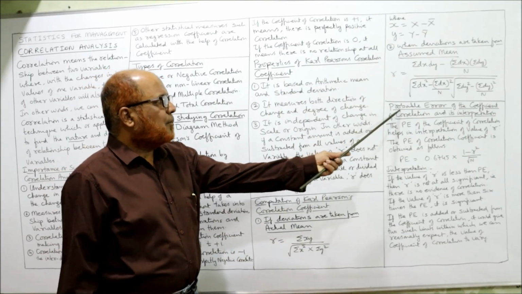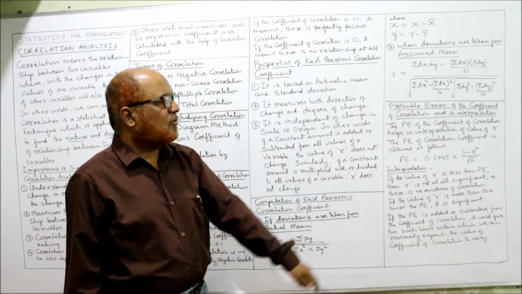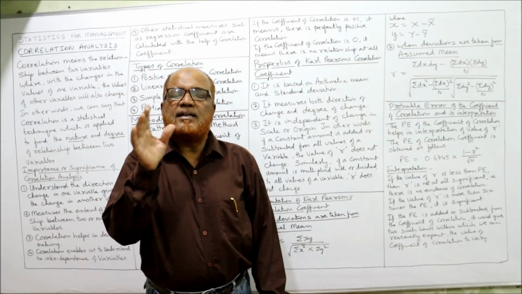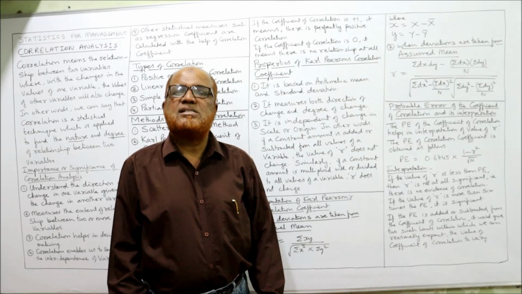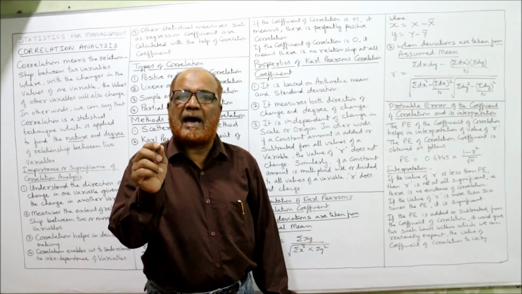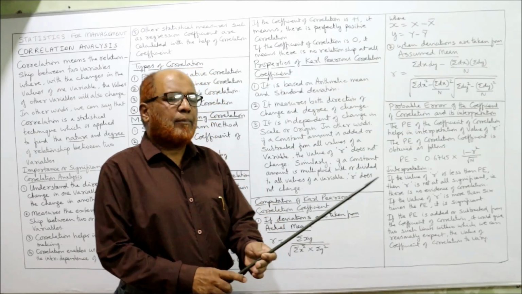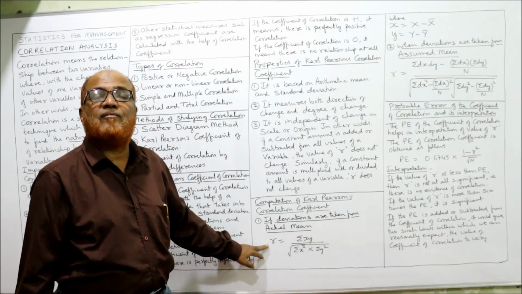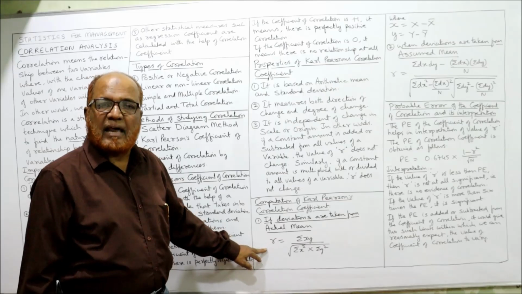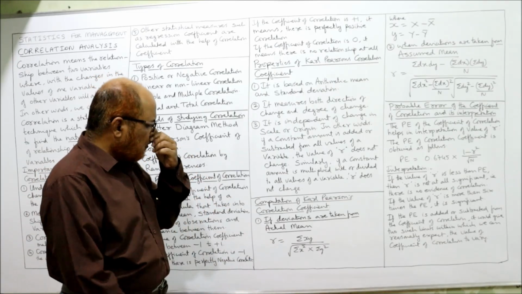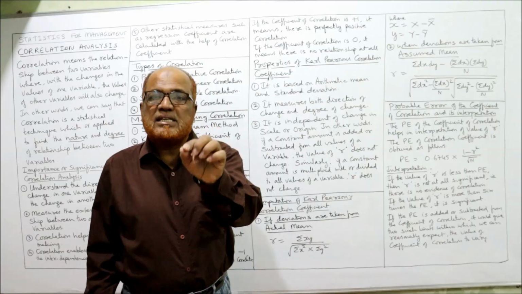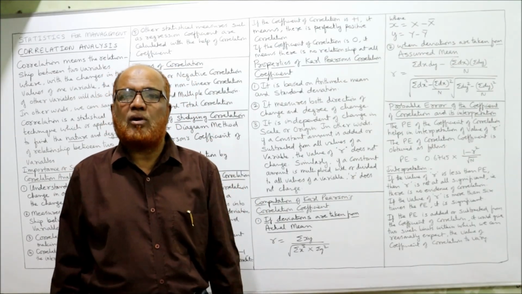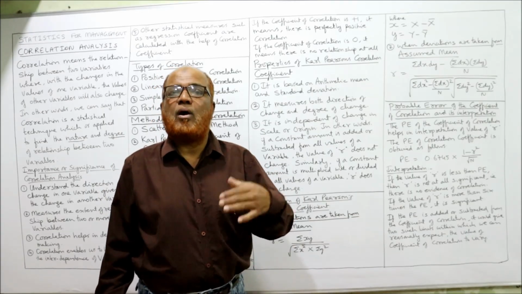The next topic is the probable error of the coefficient of correlation and its interpretation. There's a technique to check the significance of the value of r. We have applied this formula to calculate the r value. r is the symbol for the correlation coefficient. So we have calculated the correlation coefficient r. Now the question will arise: is this r value dependable? Is it significant or not? Is it reliable or not?